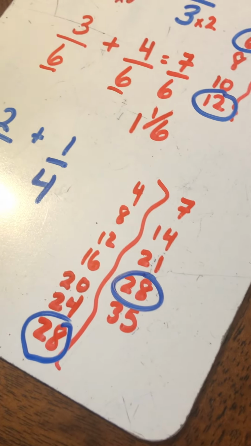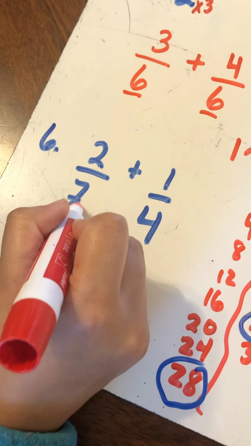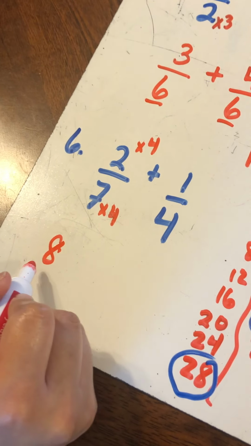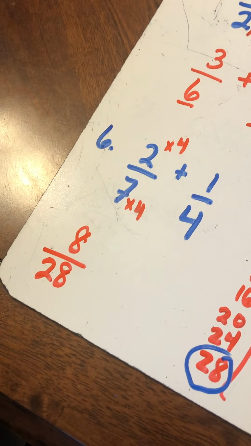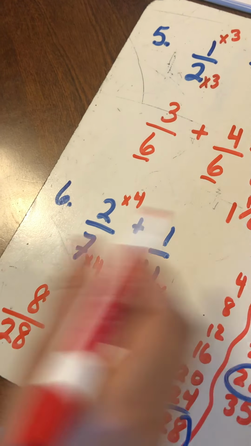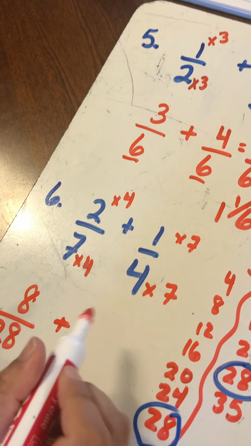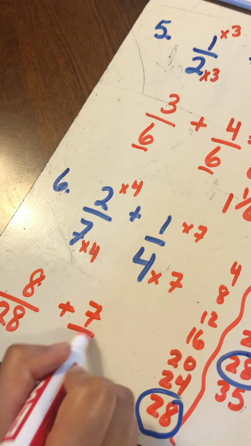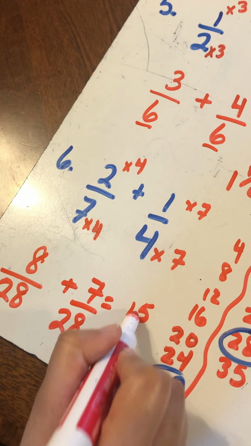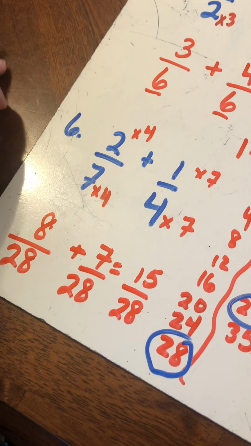So my common denominator is 28. So to make the 7 into a 28, I have to multiply by 4 and my numerator by 4. So my new fraction here is going to be 8/28. And the 4, I have to multiply by 7. And so my new fraction is 7/28. And now I can add the fractions. 8 plus 7 is 15/28. And that is my final answer. I can't simplify that anymore.